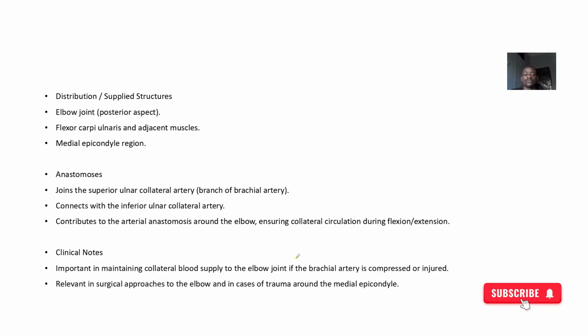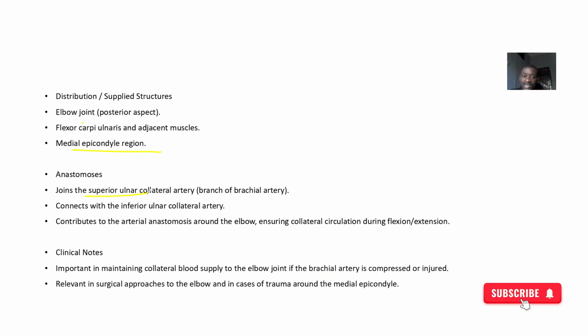So distribution, it gives blood supply to the elbow joints, the flexor carpi ulnaris and the adjacent muscles, also the medial epicondyle region. So anastomosis, it joins the superior ulnar collateral arteries and connects with the inferior ulnar collateral artery.